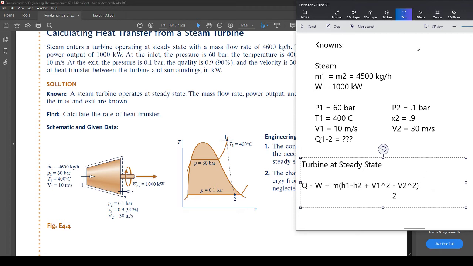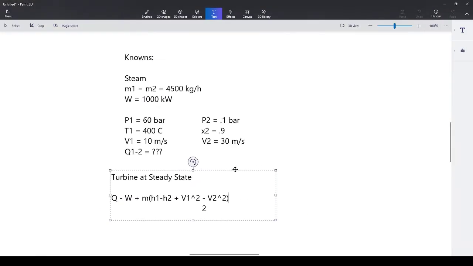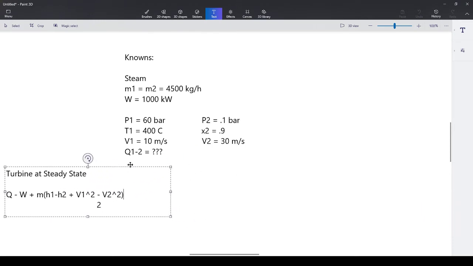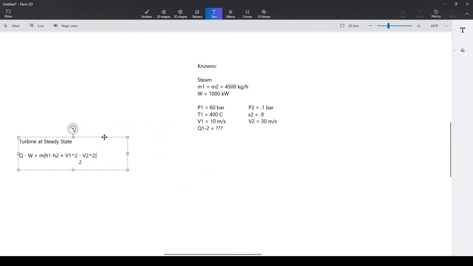So this is the equation that we're working with, right? So I'm going to go ahead and maximize this. So that is the equation that we're working with. So I'm going to write this. Let's go ahead and do this. So turbine at steady state. There. So now we need to do some looking up of properties, right?